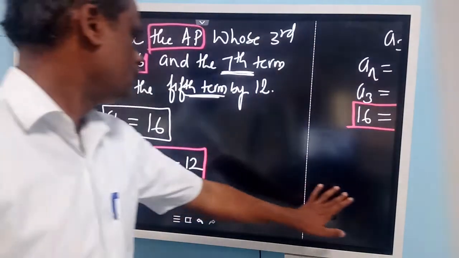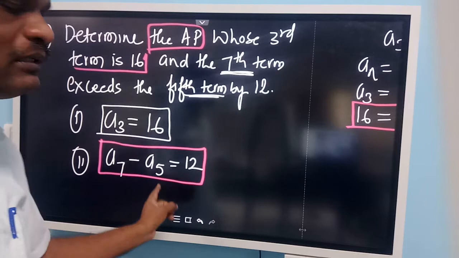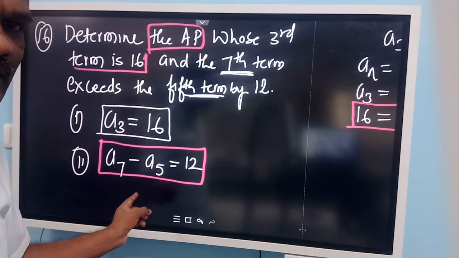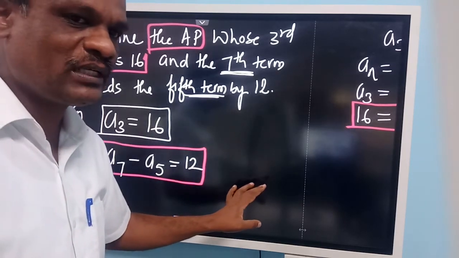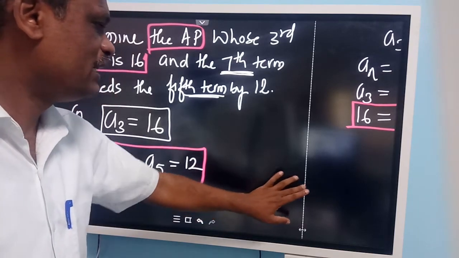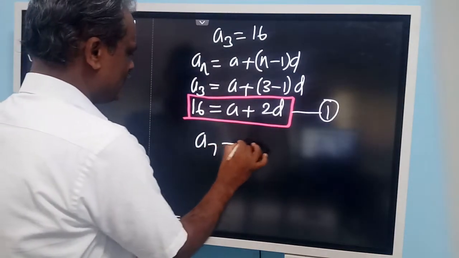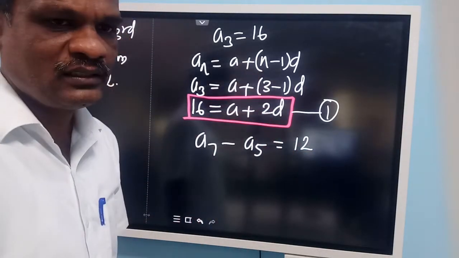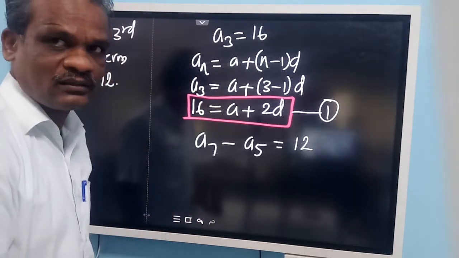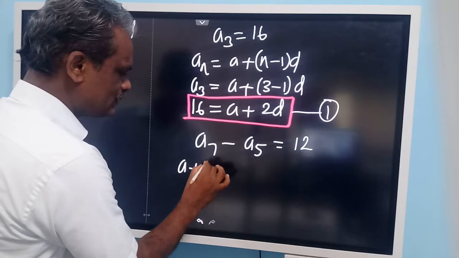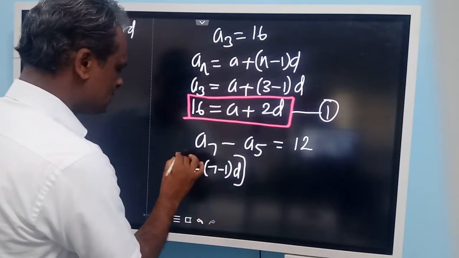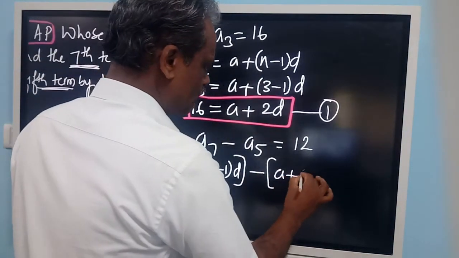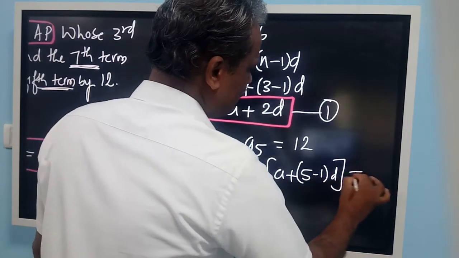Now take the second information given, that is, the 7th term exceeds the 5th term by 12. That means if you take the difference, 7th term minus 5th term, it gives you 12. So let us use that: A7 minus A5 is 12. Directly you can substitute into the formula. A7 is a plus (7 minus 1) into d, minus A5, a plus (5 minus 1) into d, and it is equal to 12.